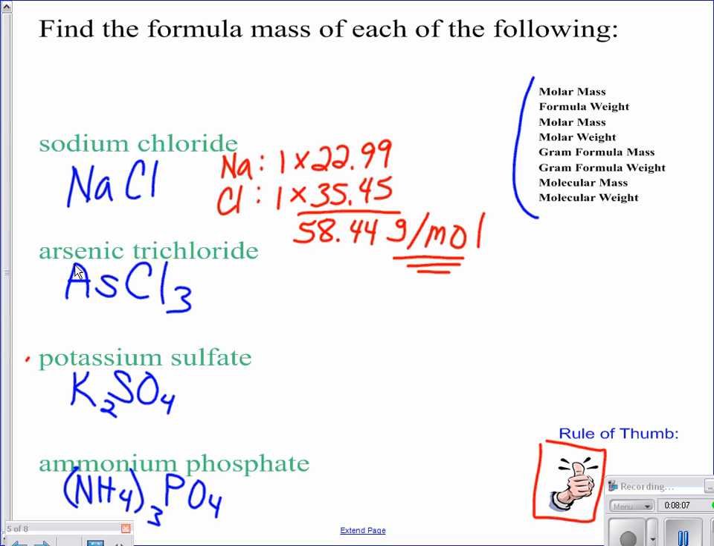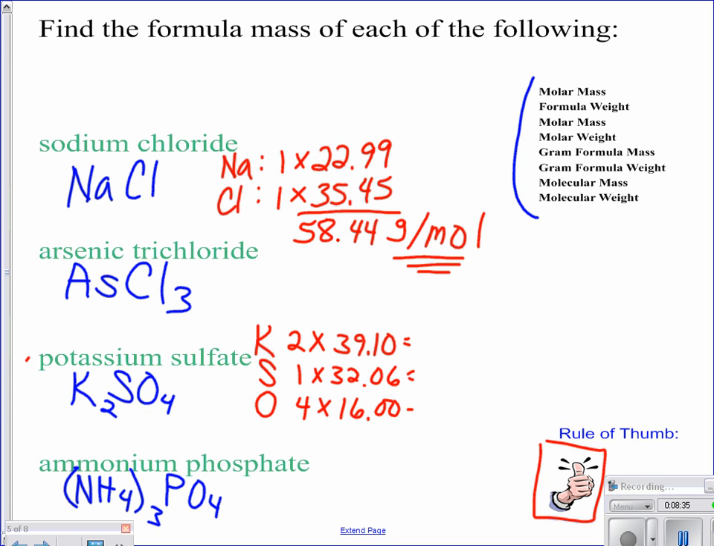If we look at potassium sulfate, we've got our potassium, sulfur, and oxygen. You go through and you count your number of atoms. You've got 2 potassium, 1 sulfur, 4 oxygens. We said that potassium has a mass of 39.10. Sulfur has a mass of 32.06, and oxygen is 16. Notice I have to do a little bit more math here now because I have more than 1 atom of each. So I go through, and I'm sure everybody is plugging this into their calculators.